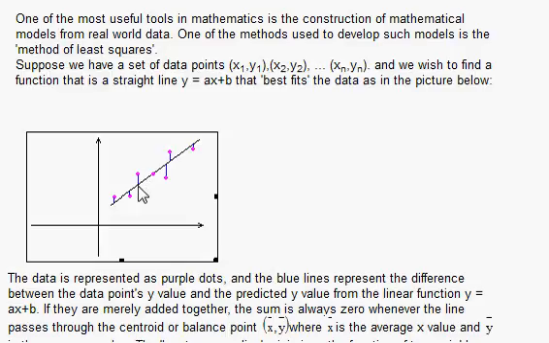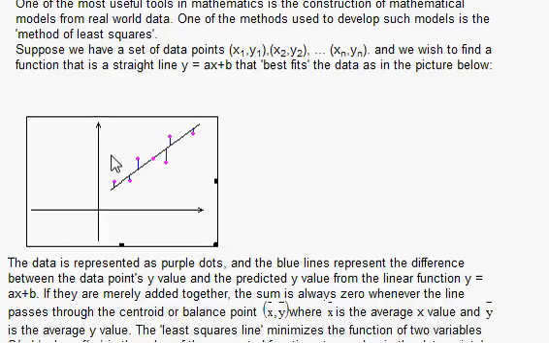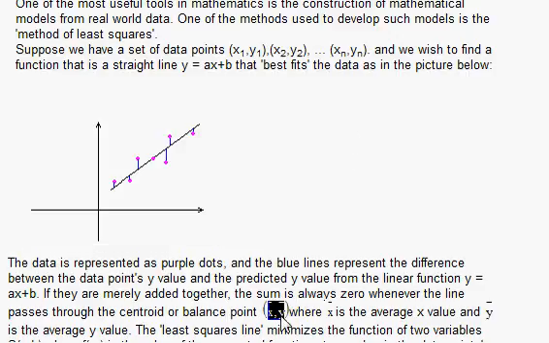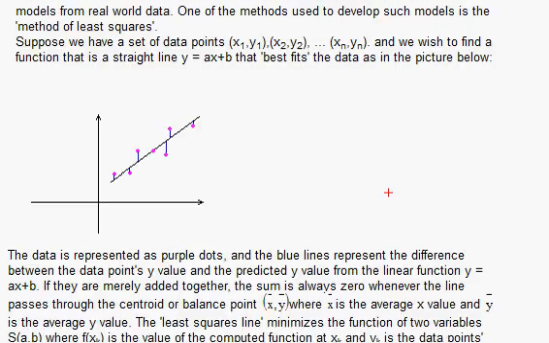So it turns out if we just added up these differences, all those blue lines, we always get 0 as long as the line passes through what's called the centroid x bar, y bar, where x bar is the average x and y bar is the average y value.